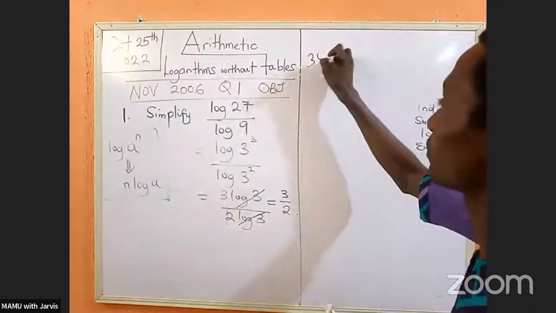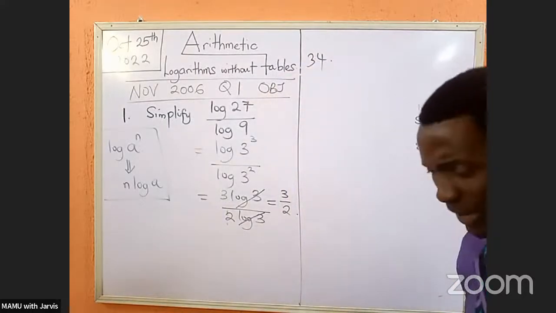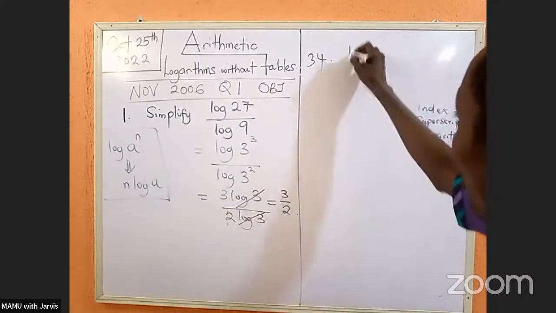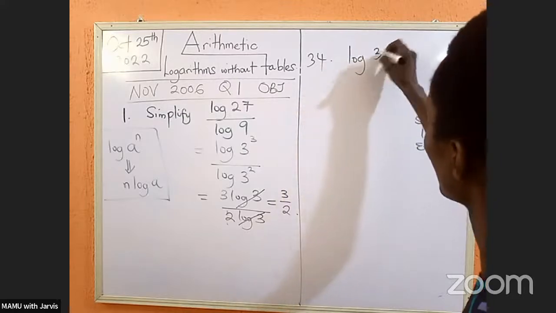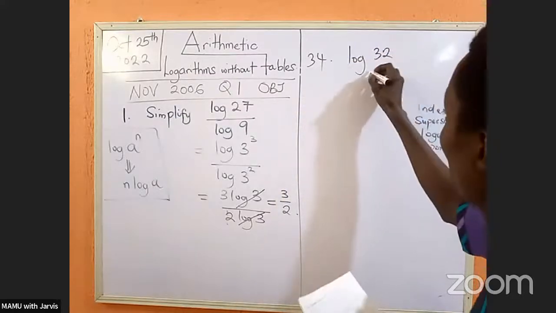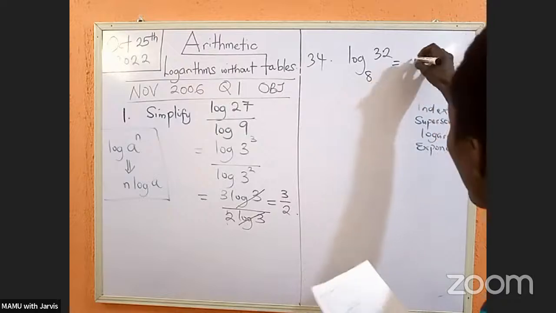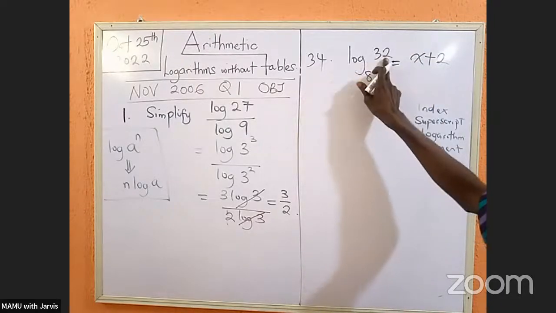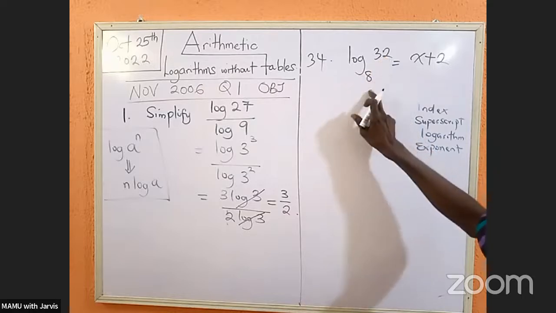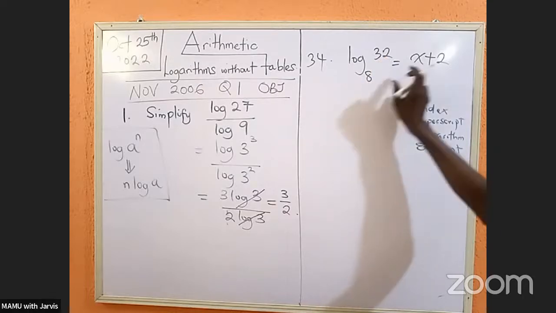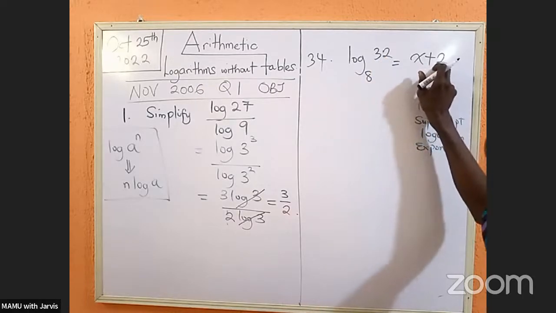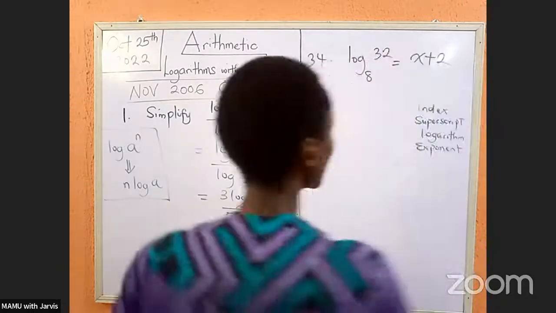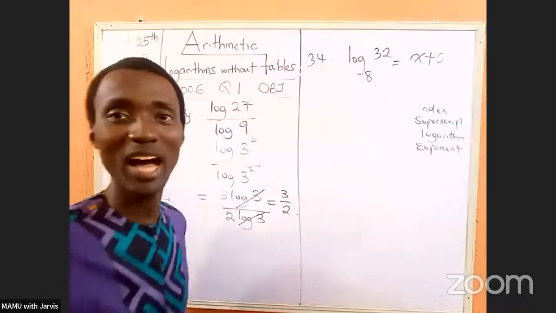Question number 34. In question number 34, we are told that log 32 base 8 is equal to what? x plus 2. Log 32 to base 8 is equal to x plus 2. So how do we solve this?